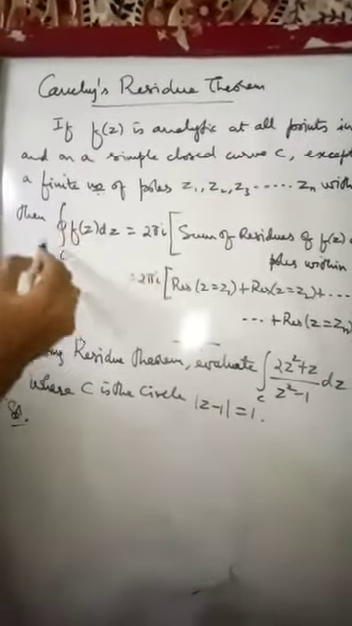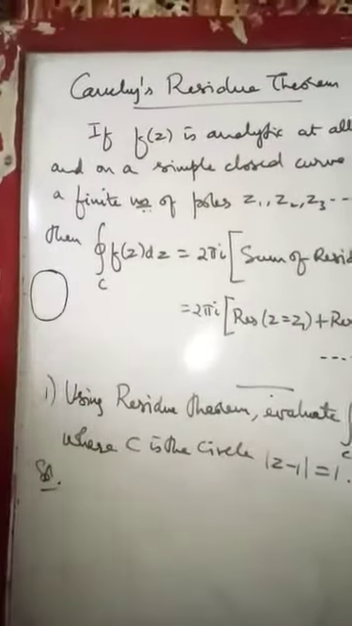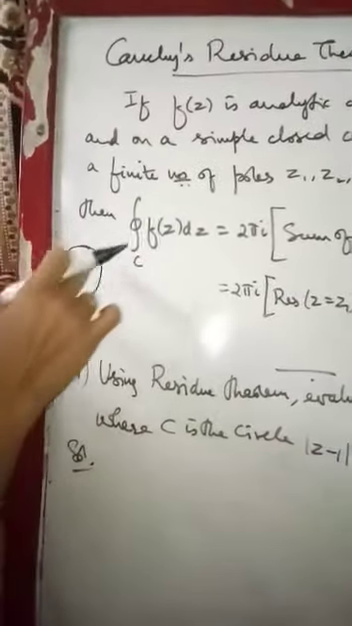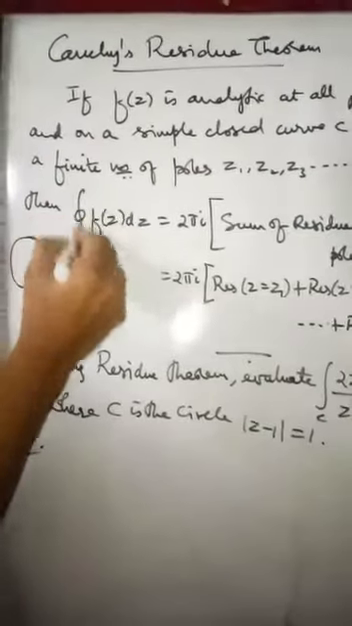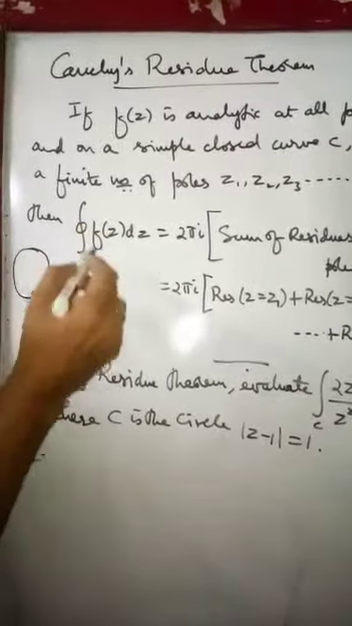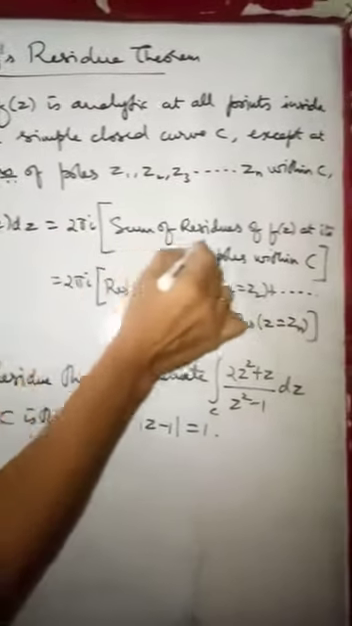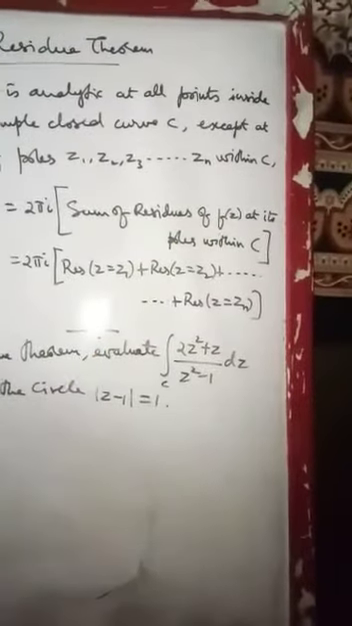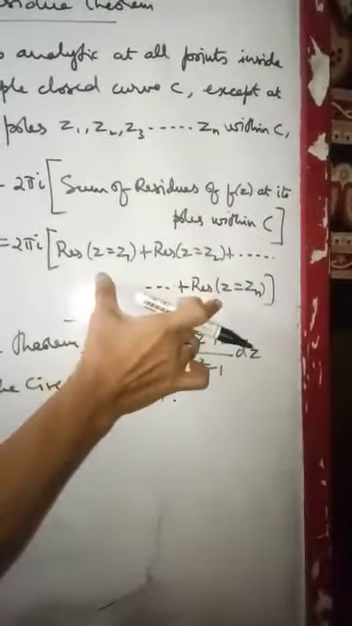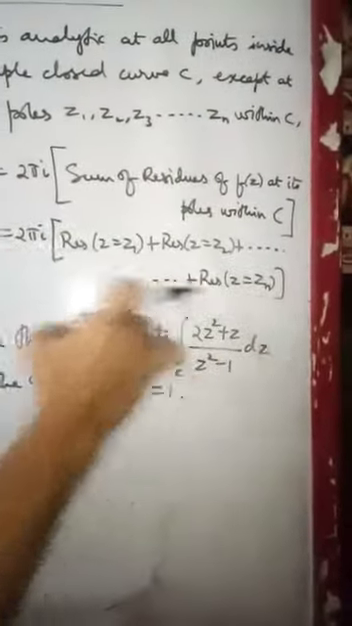This means what? Integral over circle means what? The region is closed. Whatever the region given, that region will be closed region. That's where we are drawing integral over circle. So integral over C, f of z dz equal to, the formula is 2 pi i into sum of residues of f of z at its poles within C. So symbolically we are writing like this. So this is a formula, Cauchy residue theorem formula.